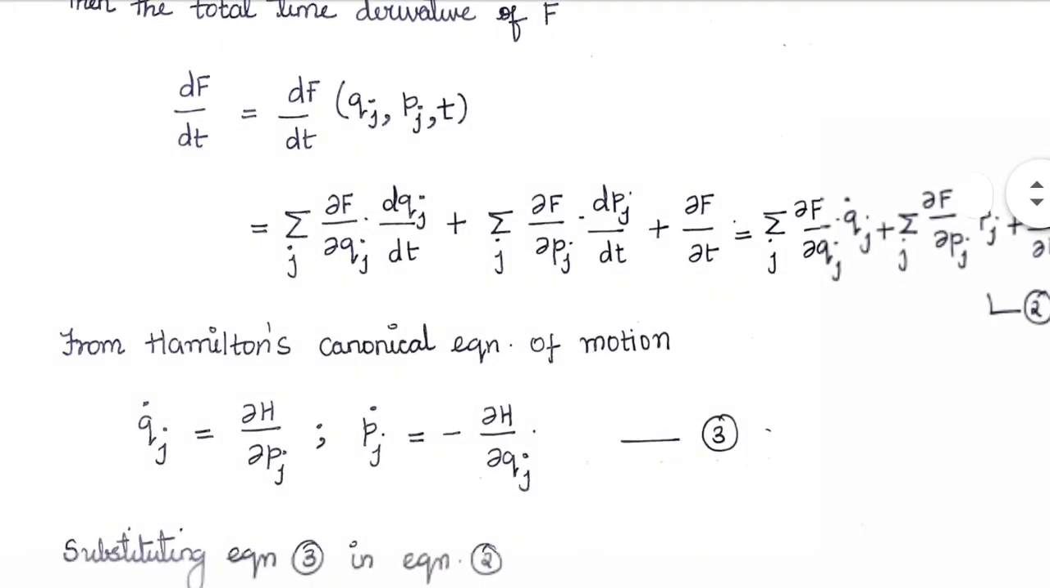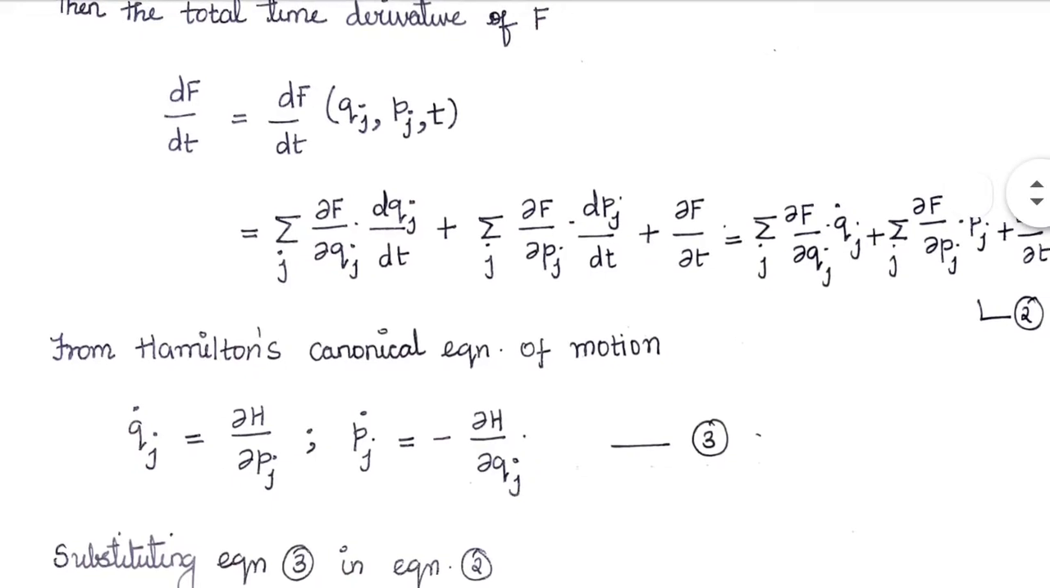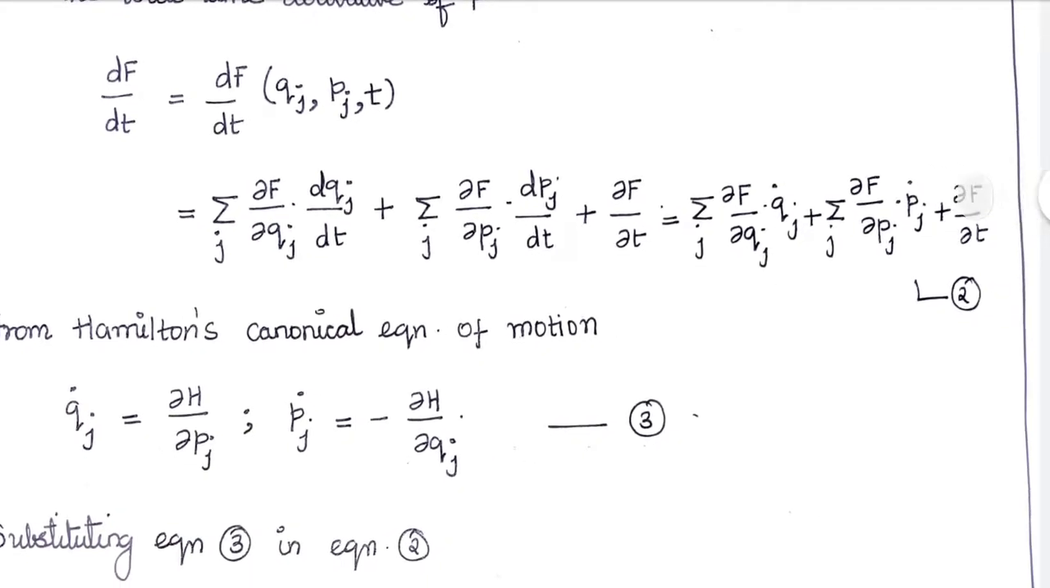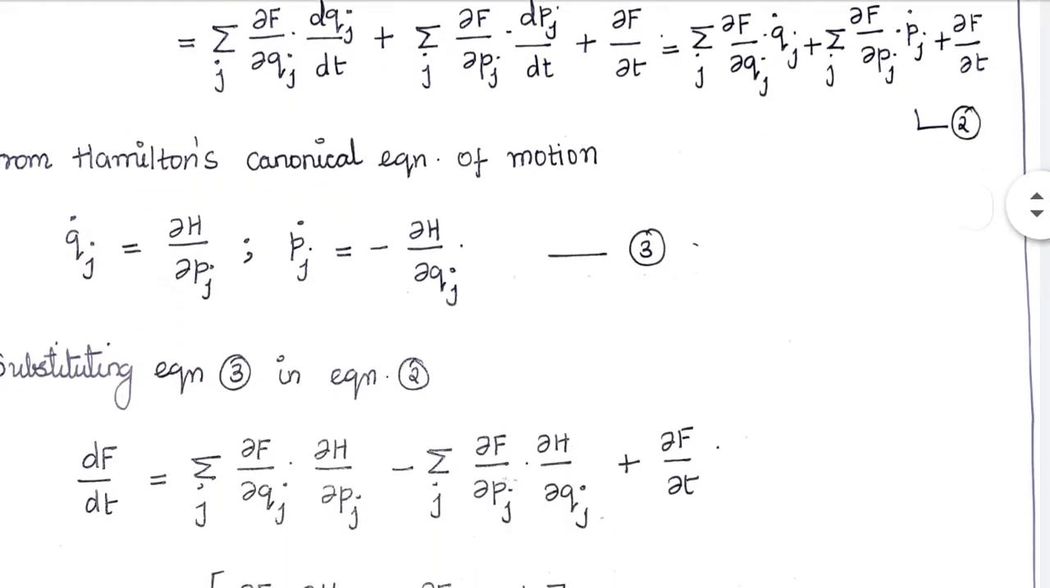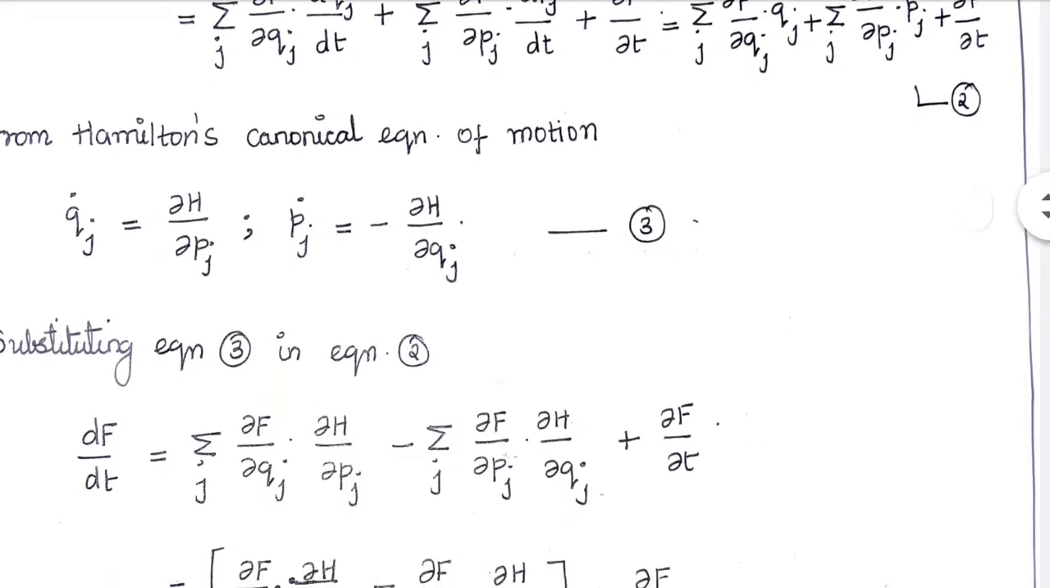We know from Hamilton's canonical equation of motion, the value of qj dot is equal to dou h by dou pj and pj dot is equal to minus dou h by dou qj. So let us take this as equation number 3 and substitute this equation number 3 in equation number 2 in place of qj dot and pj dot. When we substitute, we get df by dt as summed over j dou f by dou qj into dou h by dou pj minus summed over j dou f by dou pj into dou h by dou qj plus dou f by dou t.